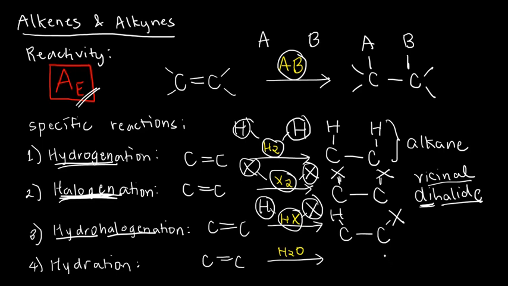And in the case of hydrohalogenation, you can see that in our product here, I only have a single X. So I cannot call it a dihalide. So I'll just call it a simple halide because there's only one. Or a simple alkyl halide is the product of hydrohalogenation.